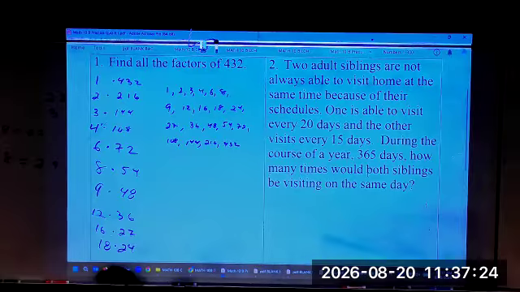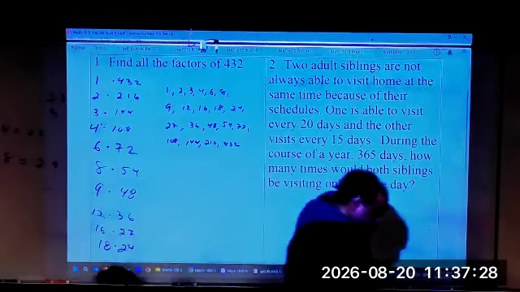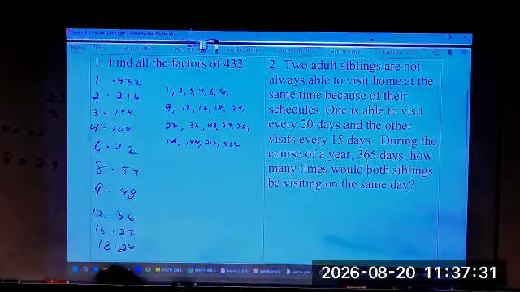All right, on the second problem, it's going to be a little bit like this.